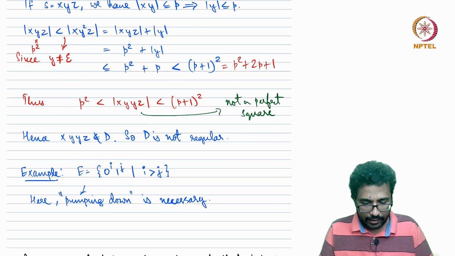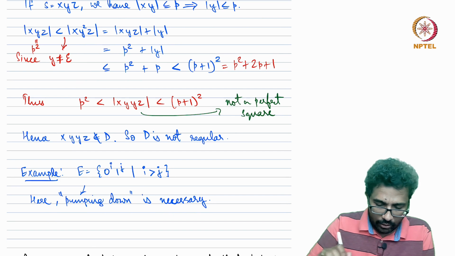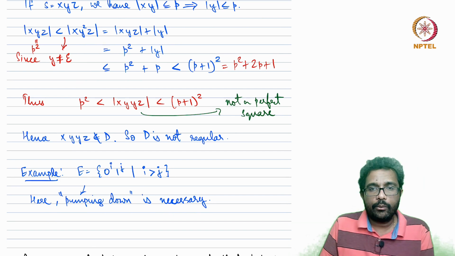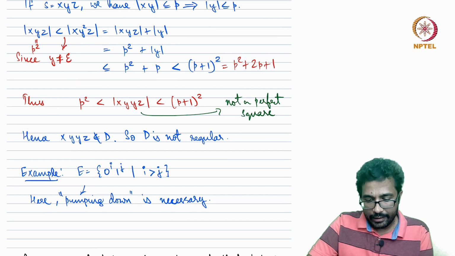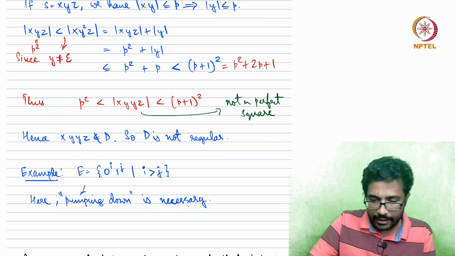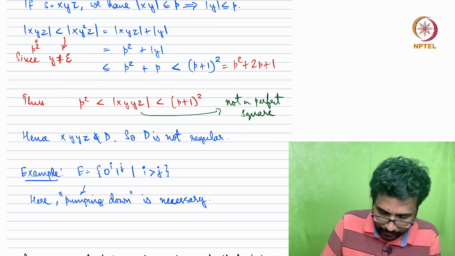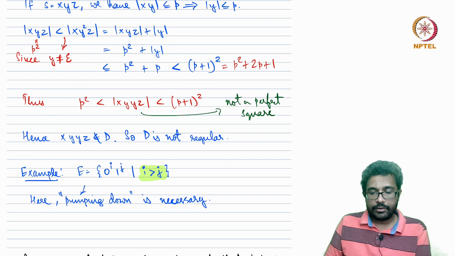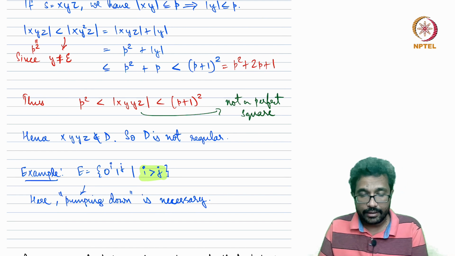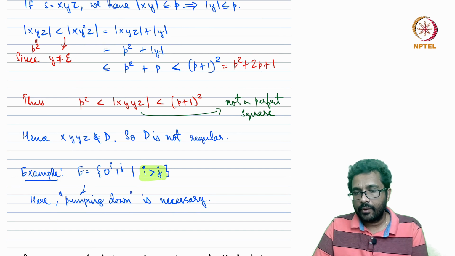Here is another example or exercise for you. Consider all the strings 0 power i, 1 power j, some zeros followed by some ones, where the number of zeros is strictly greater than the number of ones. This is not the language B, where the number of zeros and the number of ones were equal. Here we are saying it's strictly greater. This also is not regular.